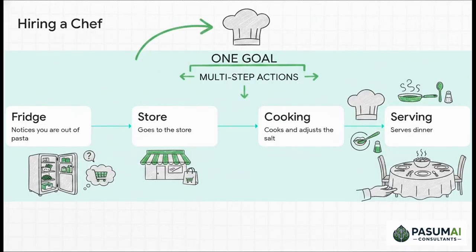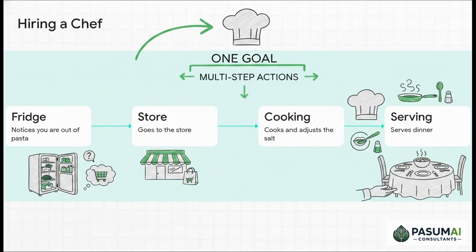Now, what's really interesting about this slide is how it perfectly illustrates a total paradigm shift. Imagine the equivalent of hiring a human chef. When you hire a professional, you don't micromanage them with 100 linear instructions, right? You provide a single overarching objective. Make dinner for 4. The chef then totally takes over the execution.